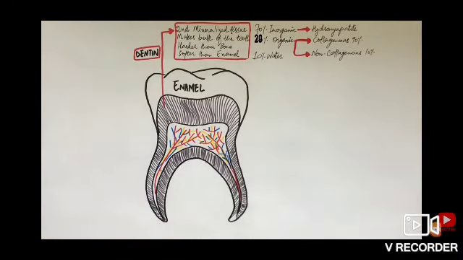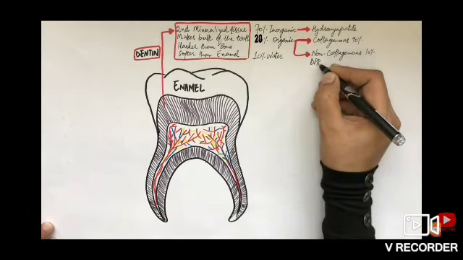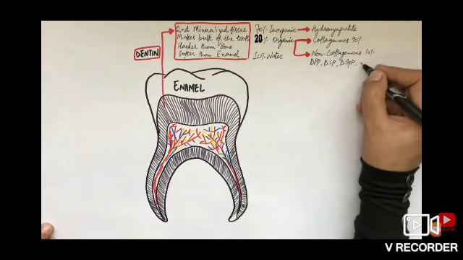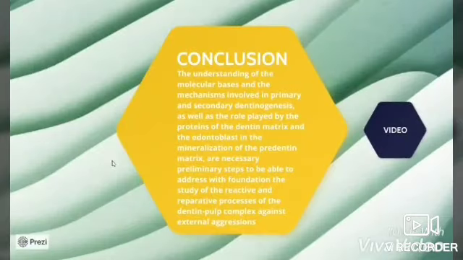The collagenous proteins are mainly type 1 collagen with small amounts of type 3 and type 5 collagen in it. The non-collagenous proteins of its organic part are made up of a wide range of proteins, like dentin phosphoproteins, dentin sialoproteins, dentin glycoproteins.